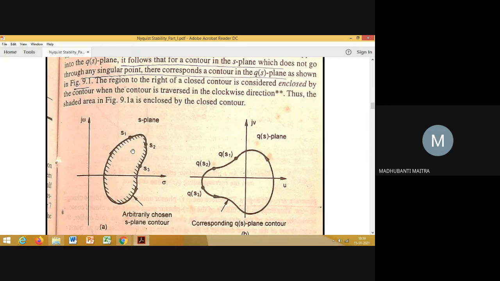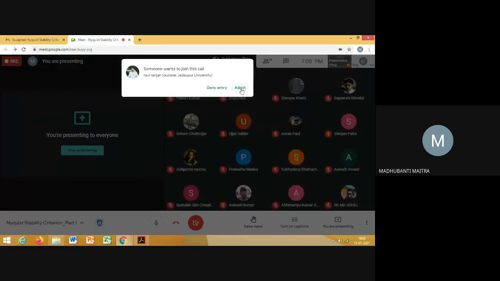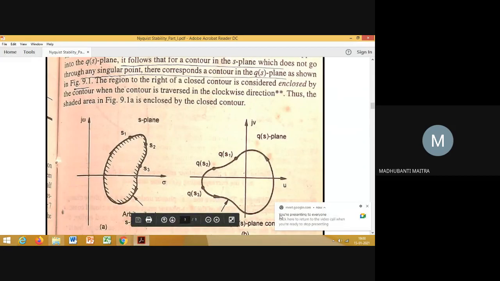So in this case, this shaded region will be said to be enclosed by this contour. And the regions which are lying to the left of the contour while traversing in this particular manner will be said to be not enclosed by this contour.